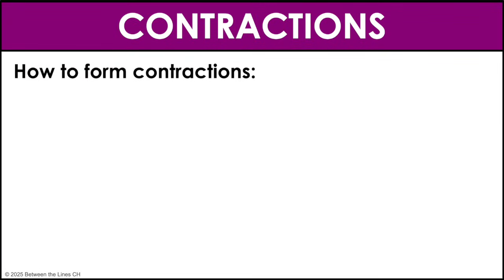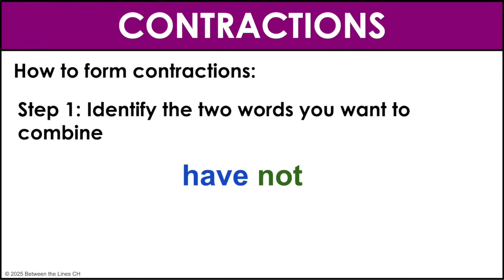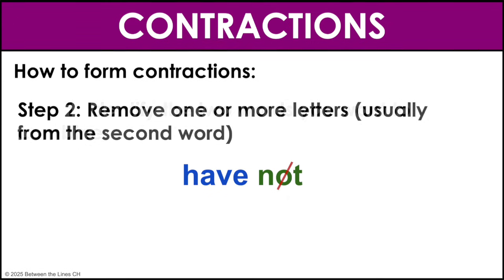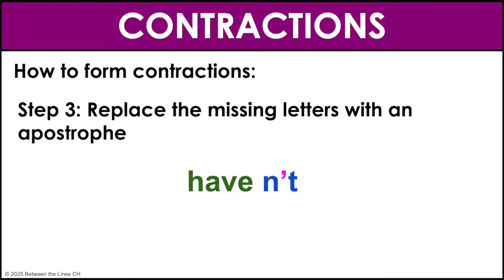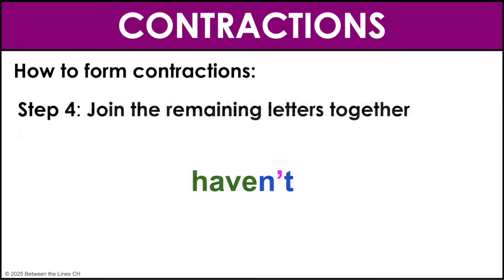So how do you actually create a contraction? It's a 4-step process. Step 1. Identify the two words you want to combine. Let's use have not as our example. Step 2. Remove one or more letters, usually from the second word. In have not, we remove the O from not. Step 3. Replace the missing letters with an apostrophe. That leaves us with have, n, apostrophe, t. Step 4. Join the remaining letters together, and we get haven't.